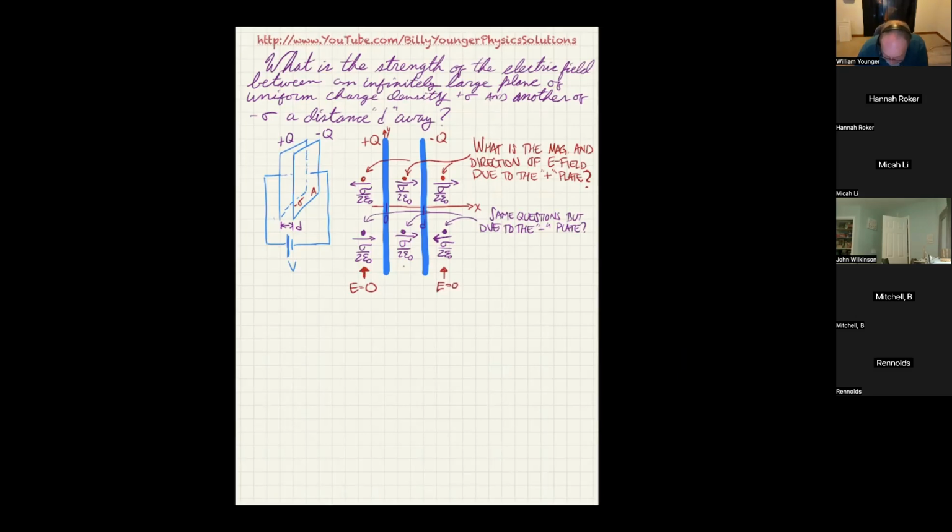But then finally, if we want to know the electric field between the plates, these two both point to the right. So you end up getting a net electric field that is sigma over epsilon naught, not sigma over 2 epsilon naught. So just see how you added them?